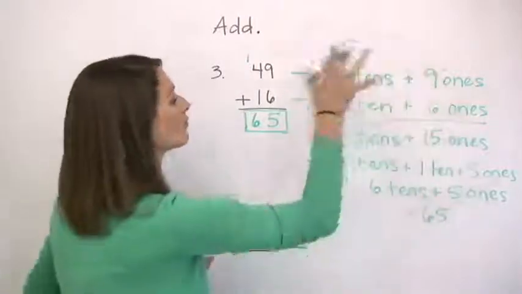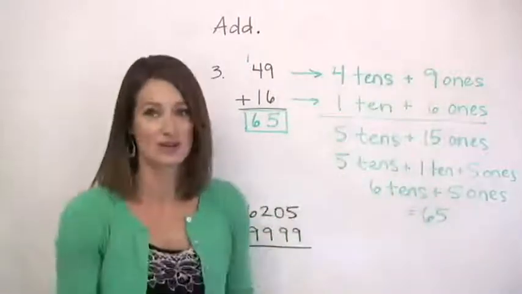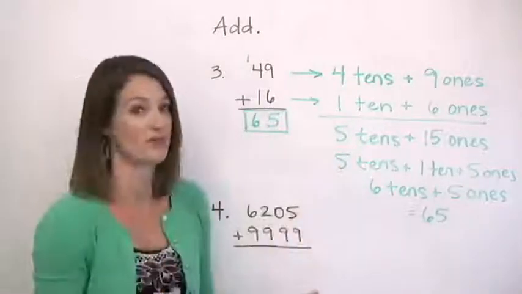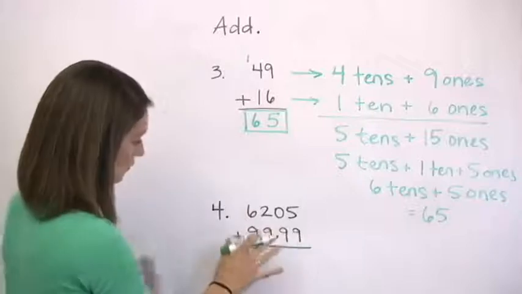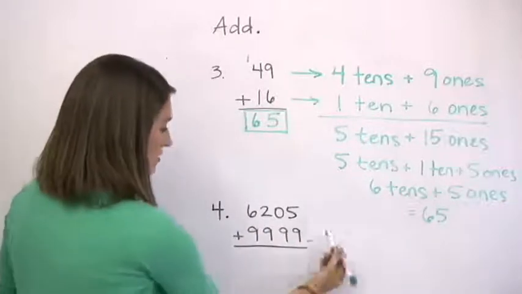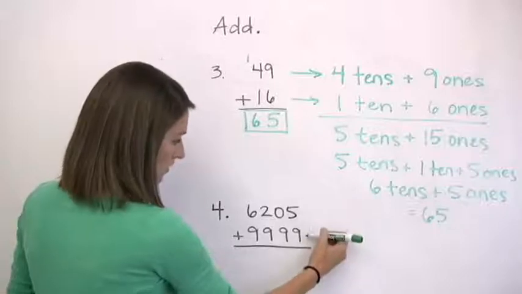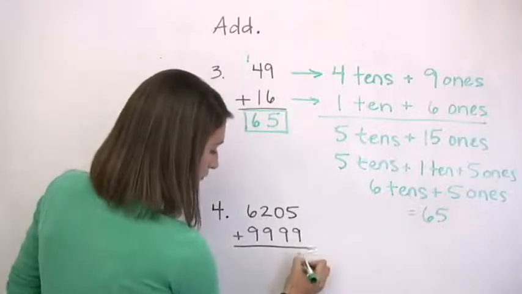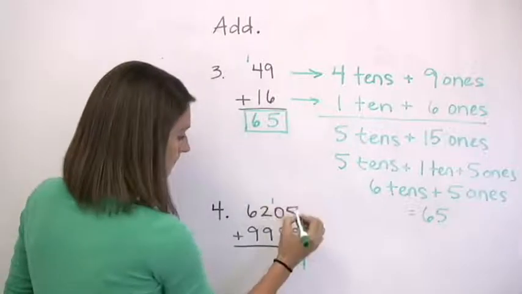So we're not going to go through this whole process for every single addition problem that we do. We're going to use our carrying, which helps simplify it. So let's go ahead and move on to our next problem here and just use the carrying. So let's start with our ones column here. We have 5 plus 9 is 14. We're going to put our 4 here and carry the 1.